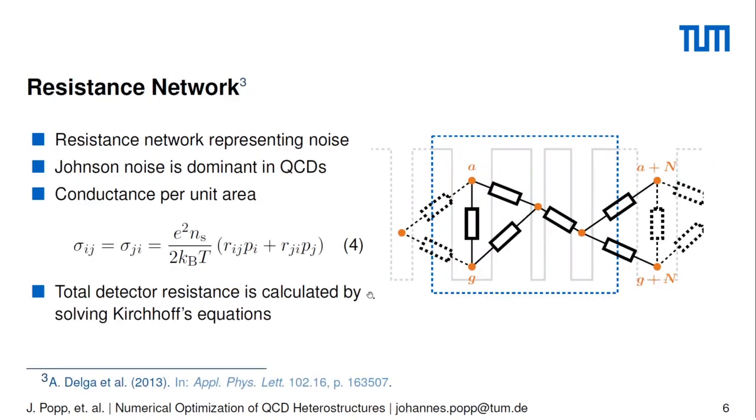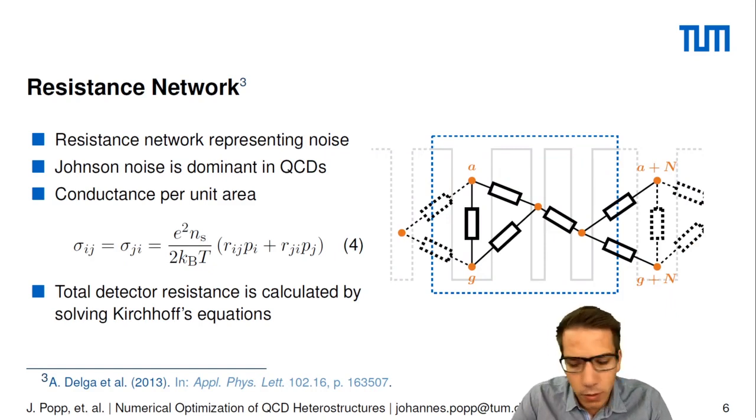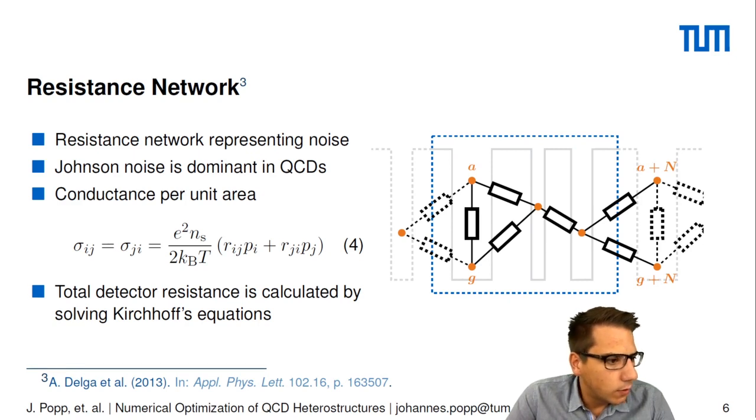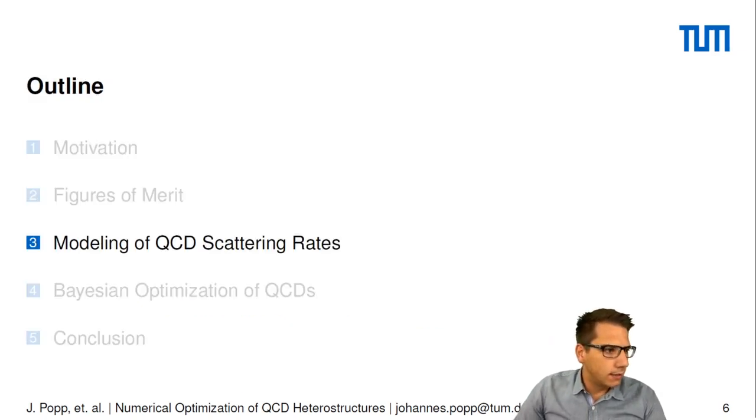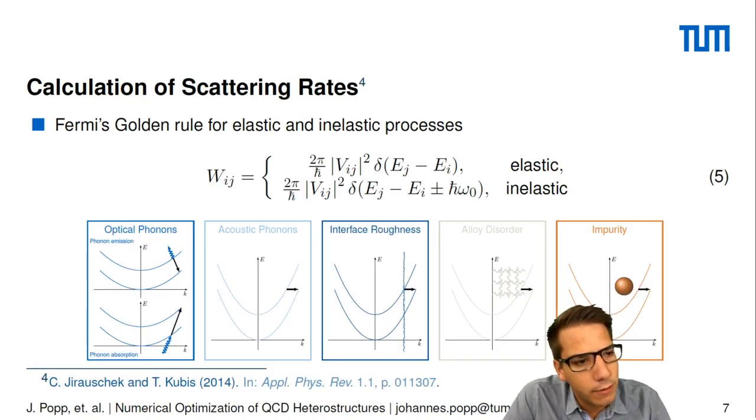Then, to model the noise behavior, we introduce a resistance network. Our levels became nodes, and the intersubband transitions are included in conductance values as given in equation 4, which depend on the scattering rates and on the occupation. Here we assume thermodynamic equilibrium, and by solving Kirchhoff's equation system, we can extract the total detector resistance. How do we model the scattering rates here?